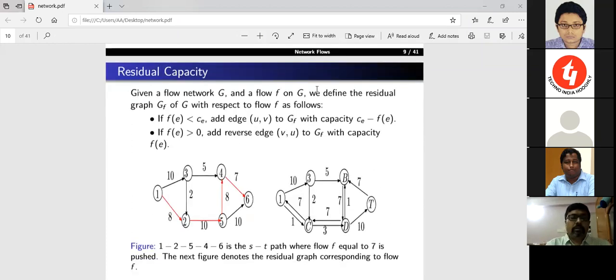So let's look at an example. So we have this network on the left, in which if you look at the red edges, 1 2 5 4 6, along that is the ST path in which the flow is equal to 7. So we flow 7 units along that.